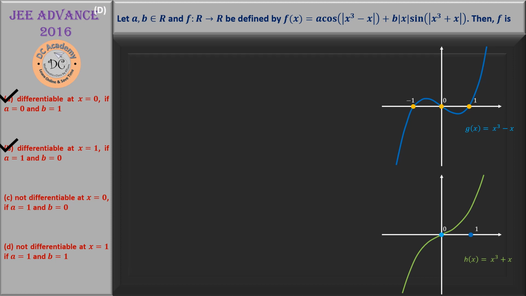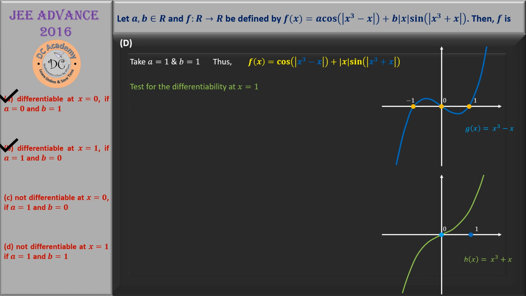For option number D, it says a equal to 1 and b equal to 1. So take a1, b1. Therefore, f(x) is equal to cos of mod of (x cube minus x) plus mod of x times sine of (x cube plus x). Now, we notice that we have to test for differentiability at x equal to 1.